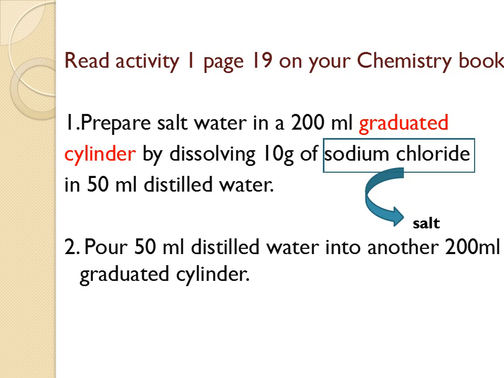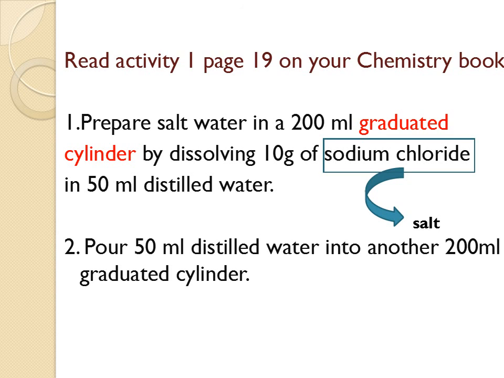First, they start by preparing salt water in a 200 milliliter graduated cylinder by dissolving 10 grams of sodium chloride in 50 milliliter distilled water. Sodium chloride means salt. The chemical name for salt is sodium chloride. They are the same. Salt is sodium chloride and sodium chloride is salt. So first they prepare salty water in a graduated cylinder.